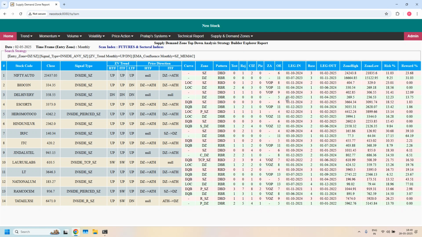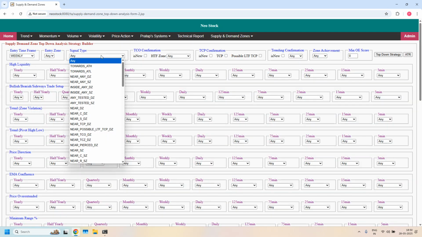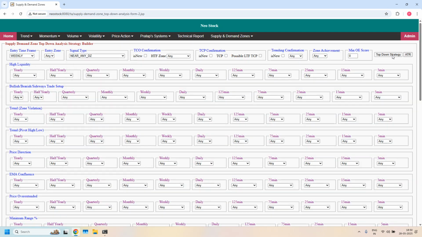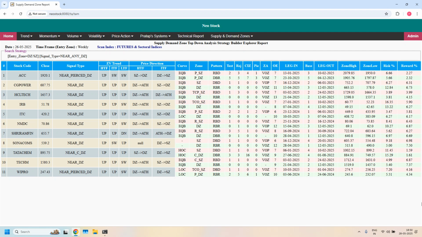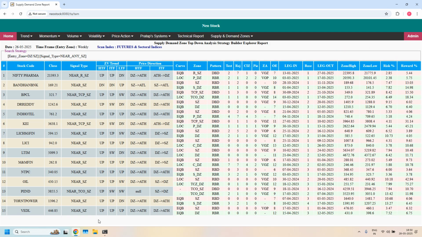Next time frame is weekly. Stocks near weekly demand zone. We got 11 stocks. Next, stocks near weekly supply zone. We got 15 stocks.